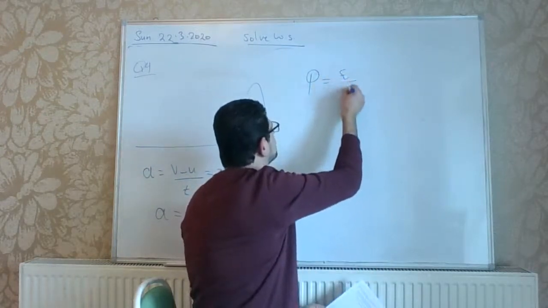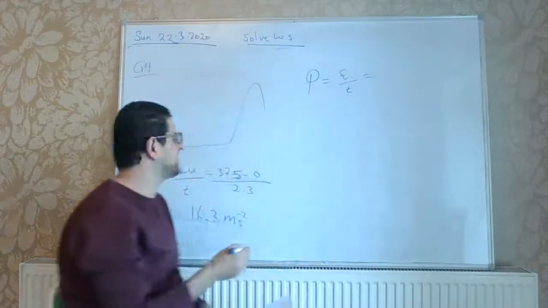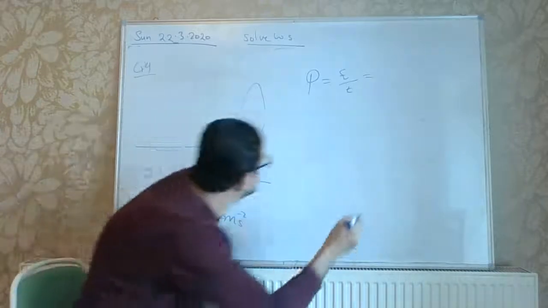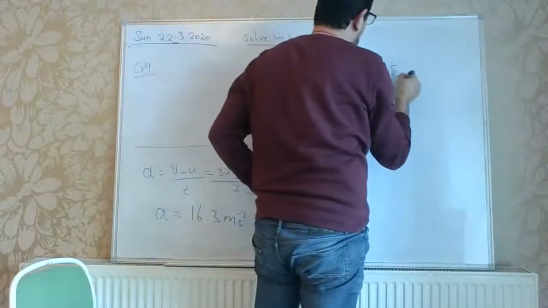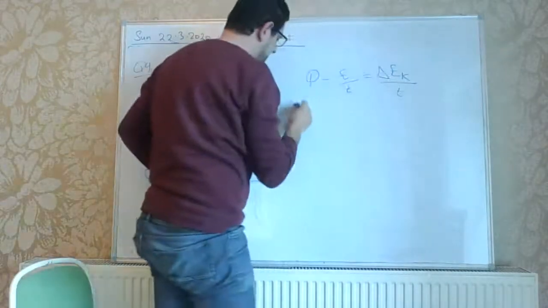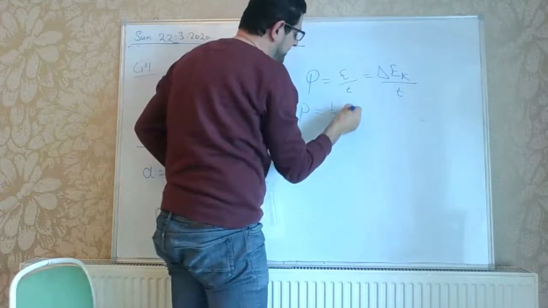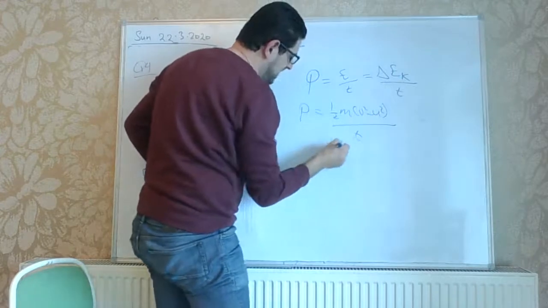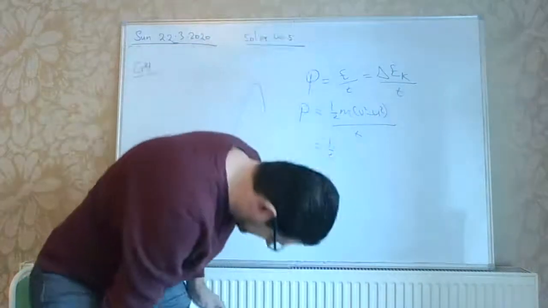energy over time. Now what kind of energy is there? It's horizontal, so only kinetic energy, so delta EK over time. So the average is half m v squared minus u squared over time. Half the mass is 10 thousandths.